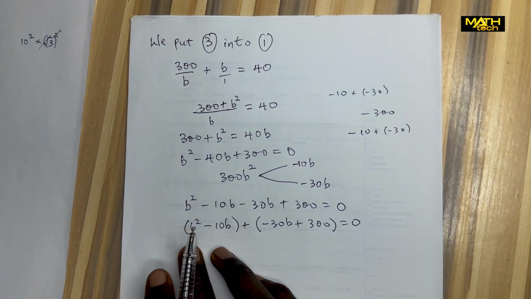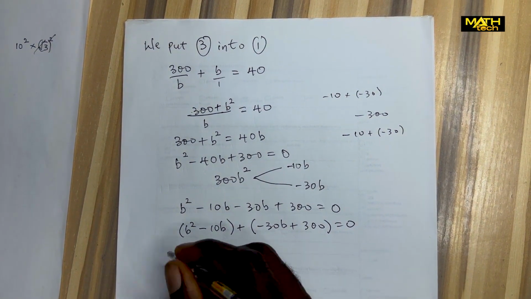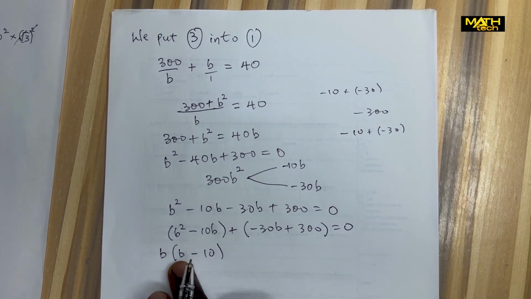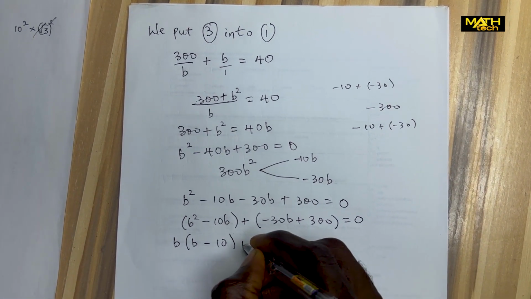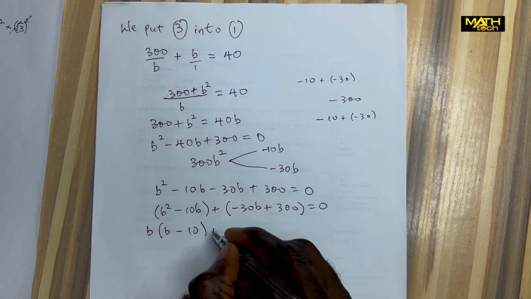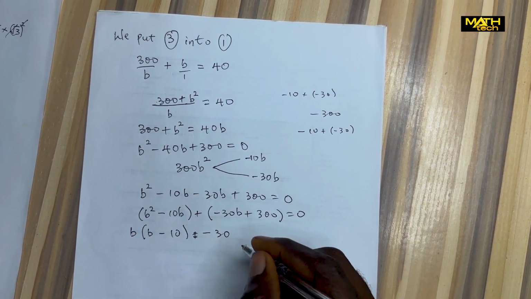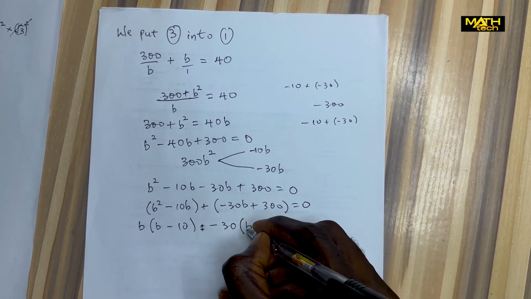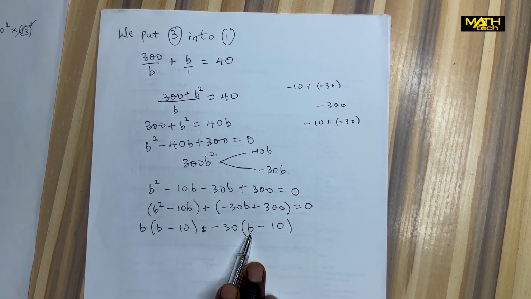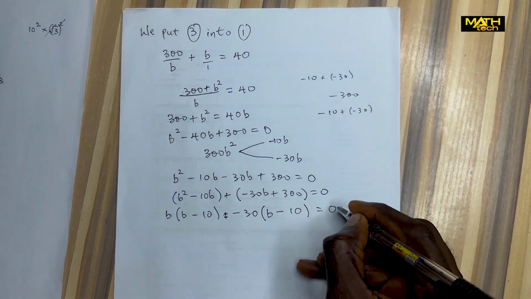So now we factor out common factors from here. We can see that between B square and minus 10B, B is common, so we say B into B minus 10. This expression here actually gives us this. Since this is negative, let me use minus instead of plus, so I say minus 30 into, this will give me B, and this will give me minus 10. This expression here is the same as this, because minus 30 times B will give us minus 30B, and minus 30 times minus 10 will give us plus 300, equal to 0.